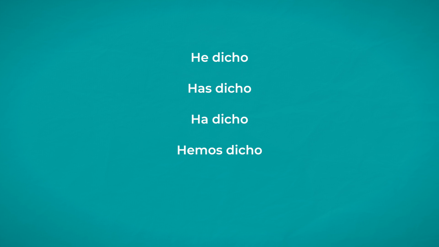To look at the conjugations of this auxiliary form of haber, we're just going to use dicho as a form of demonstrating how it works. So now we can look at the conjugations. So we have, I have said, he dicho. You have said, has dicho. He or she has said, ha dicho. We have said, hemos dicho. They have said, han dicho. Where again, has, ha, hemos, han are all a translation of I have, you have, we have, they have, etc.